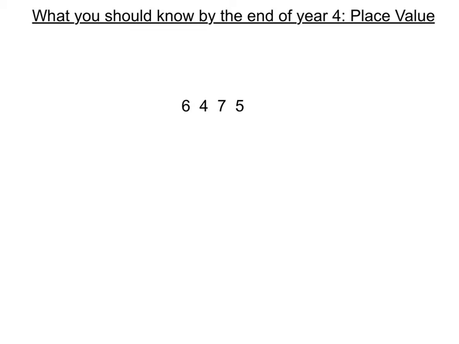You need to be able to recognise the place value of each digit in a 4-digit number. This is known as a number and each individual one is a digit. This means that you need to understand that the 5 is in the ones column, the 7 is in the tens column, the 4 is in the hundreds column, and the 6 is in the thousands column. Each of these digits in their places create this number.